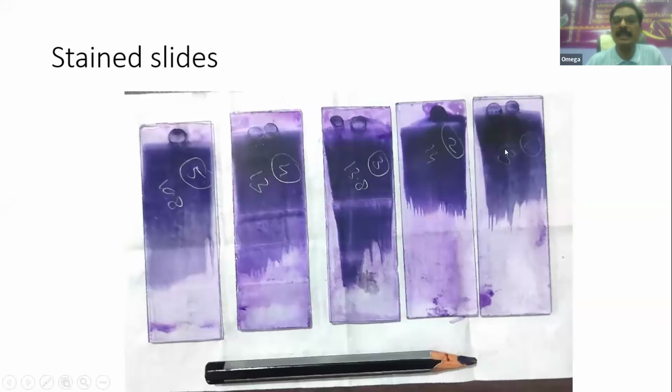So the numbers that are there, 1, 2, 3, 4, 5, these are the hemoglobin levels that have been kept over that slide. So it remains as it is. So there is no change in the labeling.